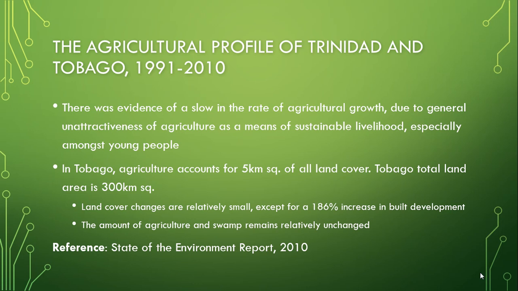The land cover changes are also relatively small, except for a 186% increase in the built development. So we're finding that agricultural land cover change has been minimal, but the built environment has significantly increased. And the amount of agriculture and swamp cover remains relatively unchanged. So the thing to note here about Tobago is agriculture is changing minimally, whereas the built environment is increasing significantly.